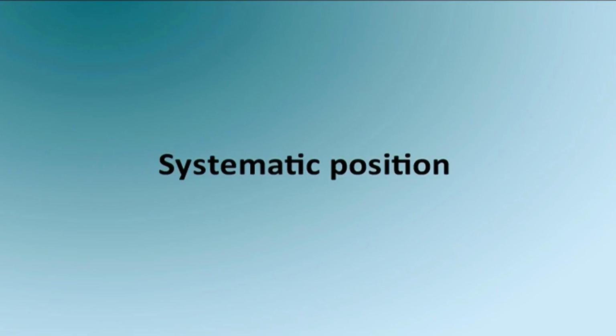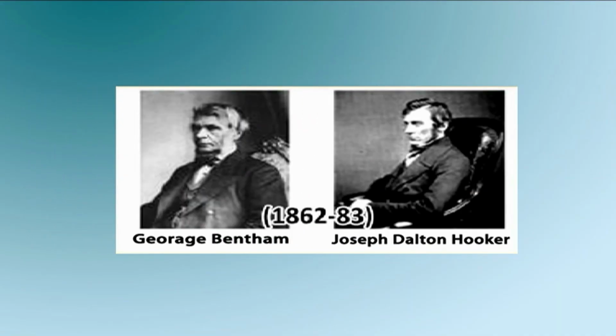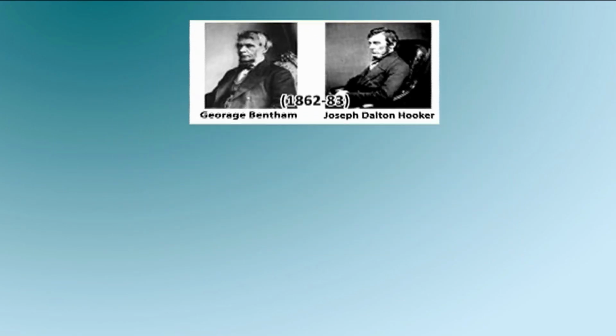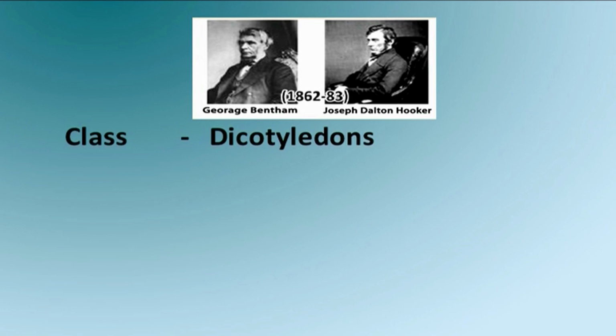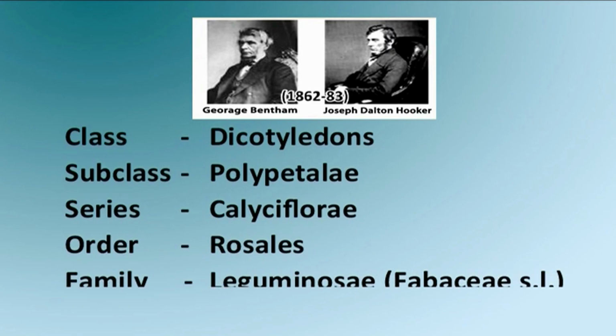Now the systematic position of Fabaceae. Fabaceae have been variously classified. We'll talk about some of the important classification systems. The first one is that proposed by two famous British botanists, Bentham and Hooker, in 1862-83. According to these workers, Fabaceae is placed in class Dicotyledons, subclass Polypetalae, series Calyciflorae, order Rosales, family Leguminosae, Fabaceae sensu lato.